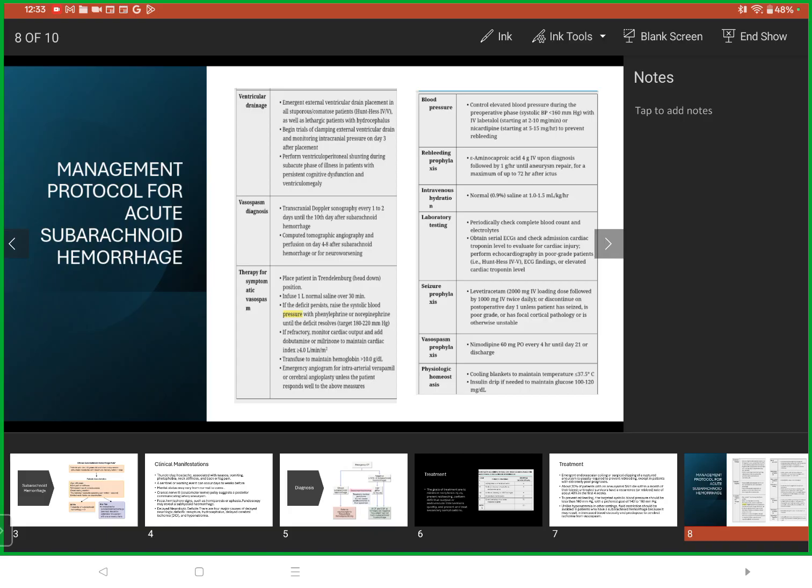So a prophylactic levetiracetam is usually given. The guideline mentions a dose of around 2000 milligram intravenous loading dose followed by 1000 milligram IV twice daily. And you can discontinue this on post-operative day one, unless the patient has seized, has a very poor grade, has a focal cortical pathology, or is unstable.